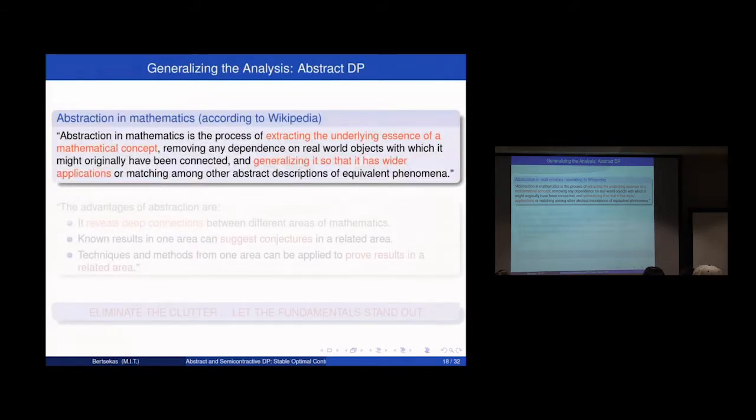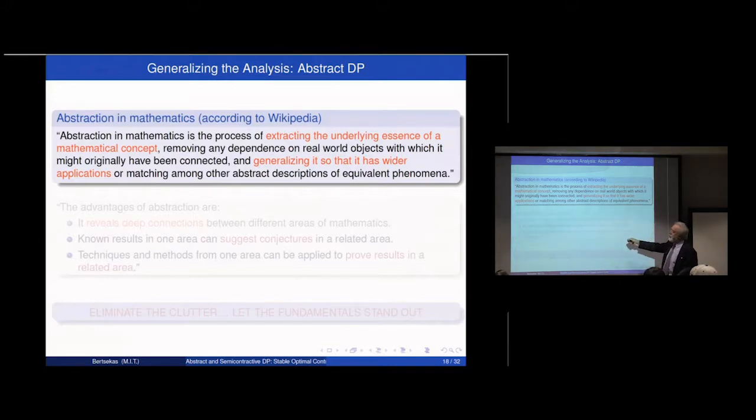Okay, so what is abstraction in mathematics and what can it do for us? According to Wikipedia, the source of all knowledge nowadays, here's a definition. Wikipedia has it right. I like this definition. It says that abstraction in mathematics is the process of extracting the underlying essence of a mathematical concept, removing any dependence on real-world objects with which it might have been connected. No applications when it comes to abstraction, because applications actually confuse us within this abstract context. Generalizing the concept so that they have wider applicability or they match among other descriptions of equivalent phenomena.